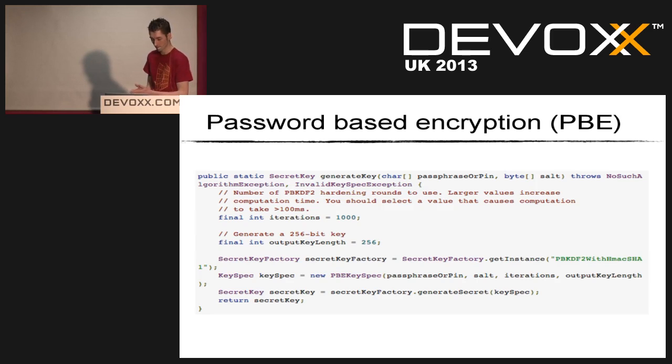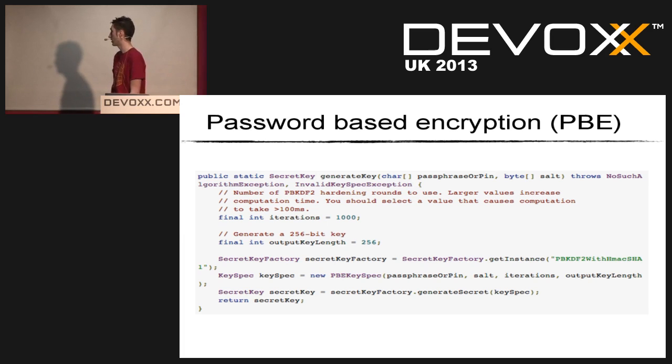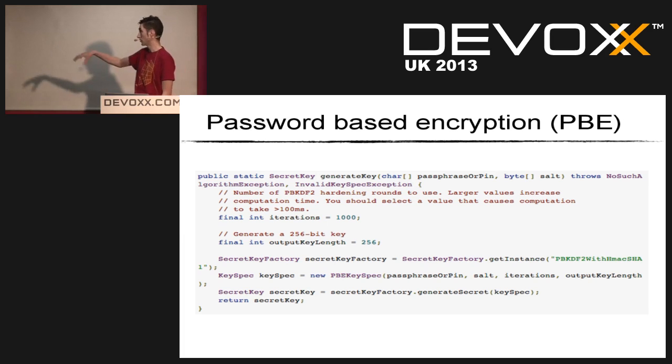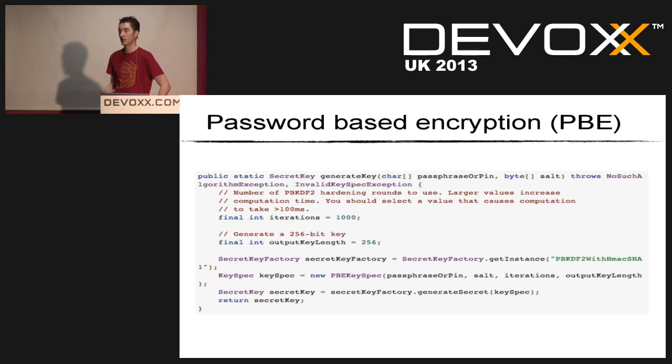So this is the code example of that. You take in the PIN code or passphrase from the user, the salt which you've generated on a per app basis. You define your output key length and your number of iterations, and just plug it in. Then at the end, you've got your secret key, and you use that in SQL Cipher or whatever to encrypt your data. Obviously, this falls down if the password's really easy to guess, but it's what you can do with what you've got.